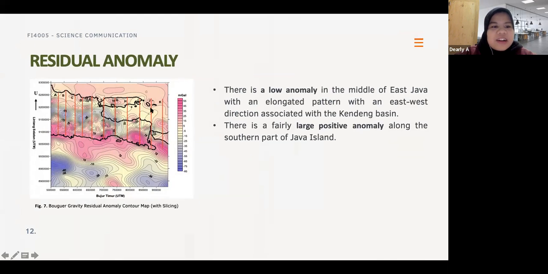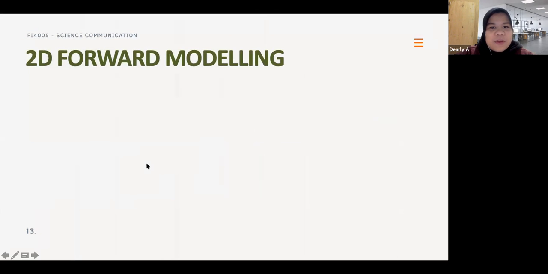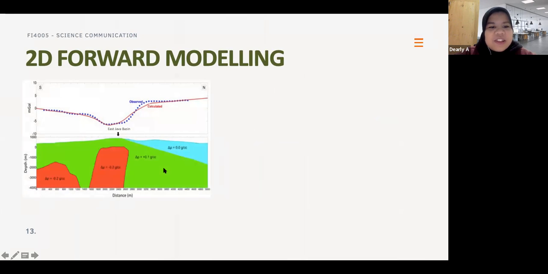Next, furthermore, the residual anomaly separation step that is useful for the next stage, namely forward modeling, requires slicing to predict the depth of the basin surface. A two-dimensional model is created by slicing 11 paths across the residual gravity field anomaly contour from line A to line K. As in this figure, the modeling assumes that the subsurface structure consists of 3 layers.